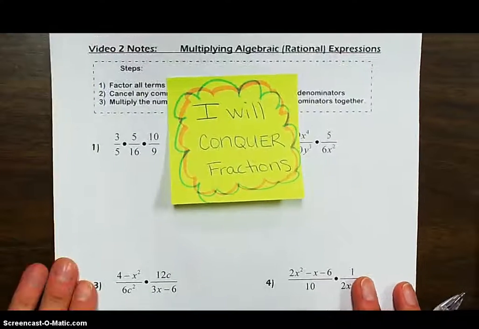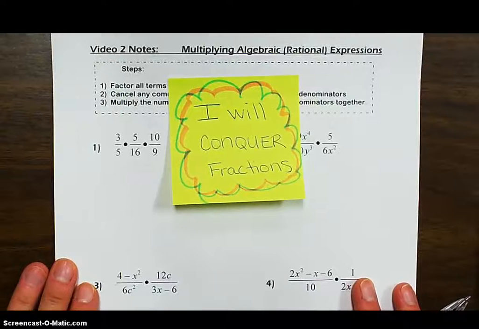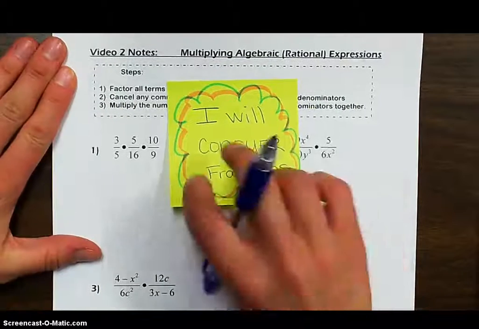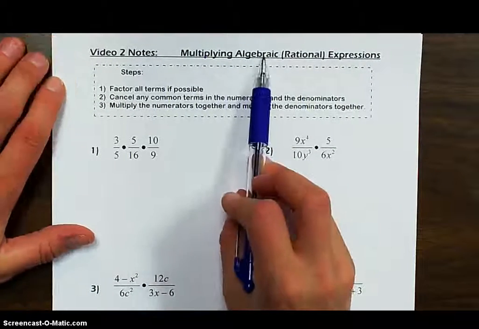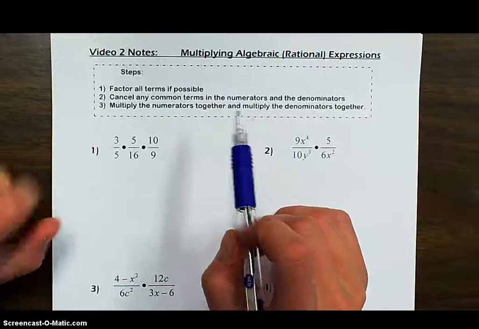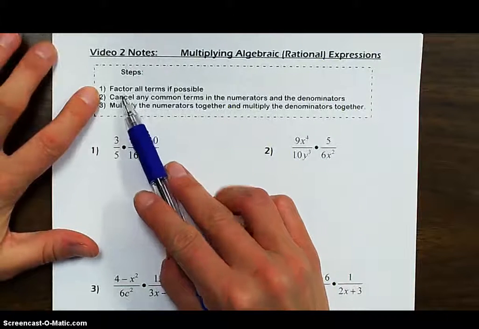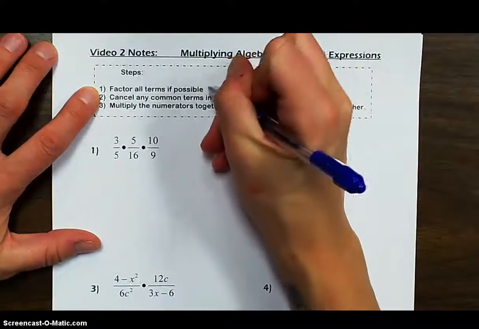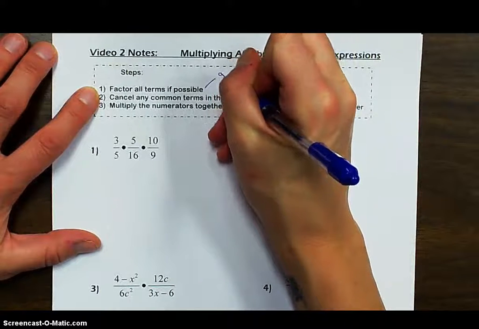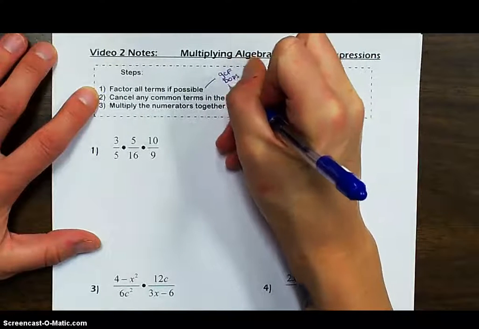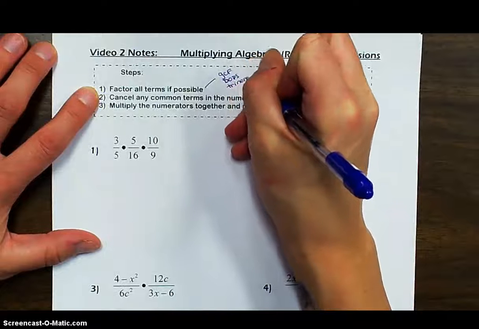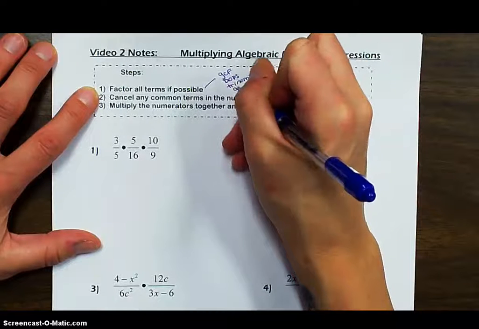Remember, our model for this unit, I will conquer fractions. All right, so let's go ahead and take a look. So when we are multiplying our algebraic expressions together, here are your steps. Number 1, we must factor all the terms if possible. Remember, when you factor, you must go in order. GCF, difference of perfect squares, trinomial, and then you can try grouping.